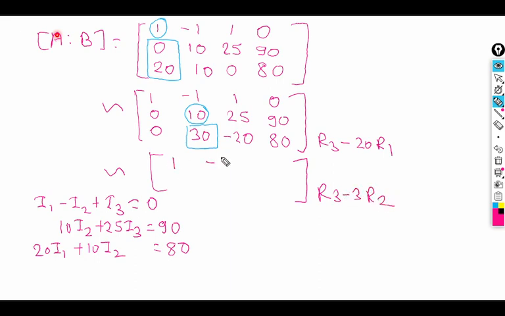So 1, minus 1, 1, 0, then 0, 10, 25, 90, and here is 0, 0. Now you'll observe R3: it is minus 20, and minus 3 times 25, so minus 75, minus 20 minus 75 is minus 95, and here is 80 minus 270, so I think it is minus 190.